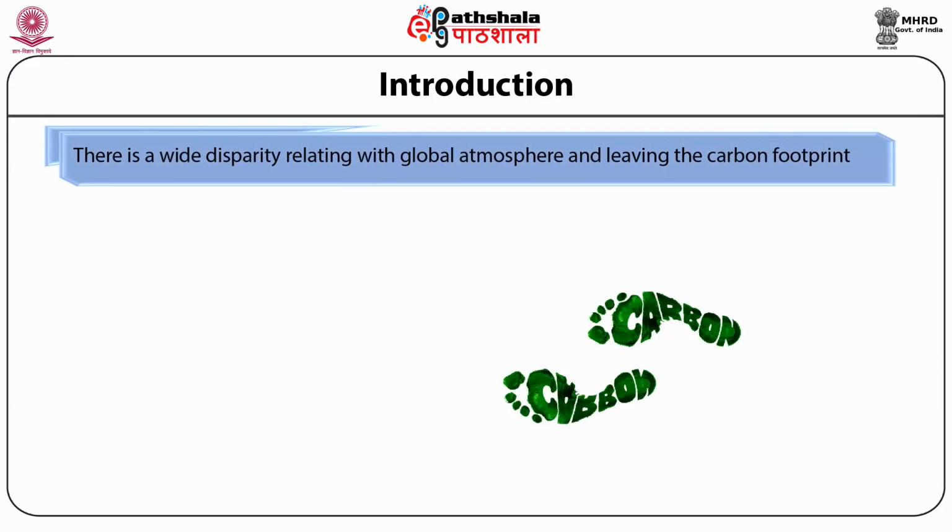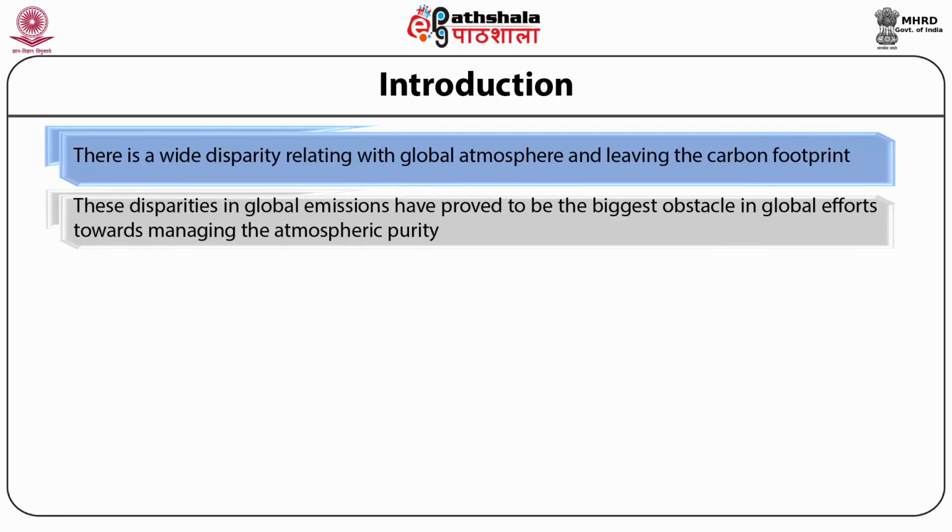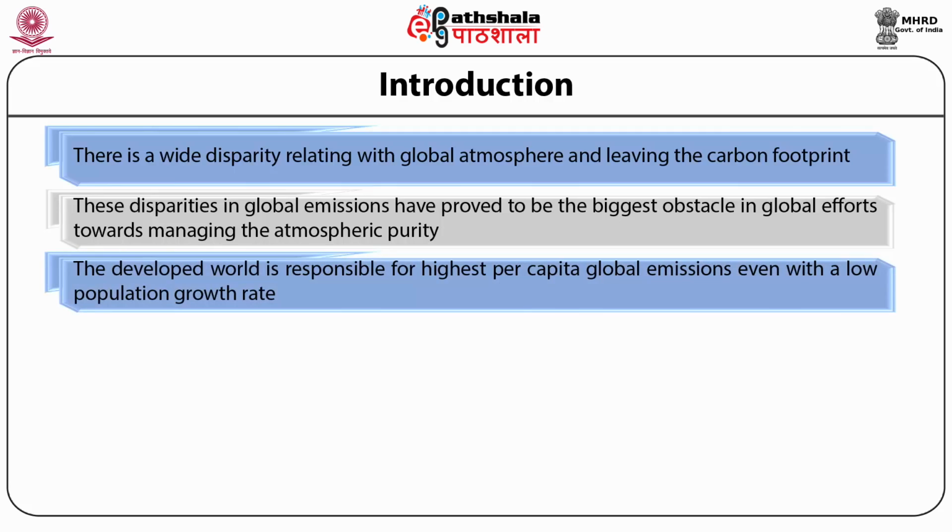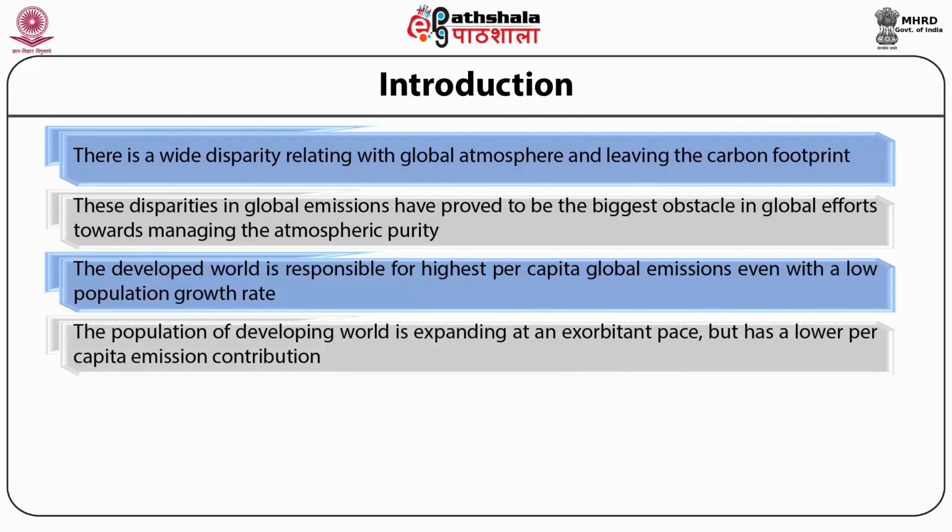There is a wide disparity when it comes to the usage of the global atmosphere and leaving the carbon footprint. These disparities in global emissions have proved to be the biggest obstacle in global efforts towards managing atmospheric purity. The developed world is responsible for the highest per capita global emissions, even with a low population growth rate. The population of the developing world is expanding at an exorbitant pace, but has a lower per capita emission contribution. As such, none actually owns the responsibility for the climate change. But there could be very little doubt that per capita emissions and populations are increasing rapidly.